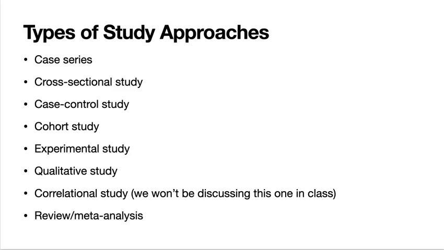So there are many different types of study approaches. There's the case series or the case study. There's the cross-sectional study, the case control study, the cohort study, the experimental study, which we're all pretty much more or less familiar with, a qualitative study, correlational study. We won't be discussing this one in class, but this is where you find that statistic. This is correlated with that. And then there's also reviews and meta-analyses.